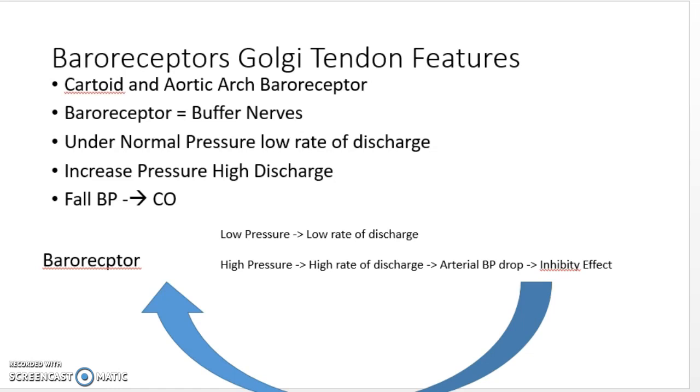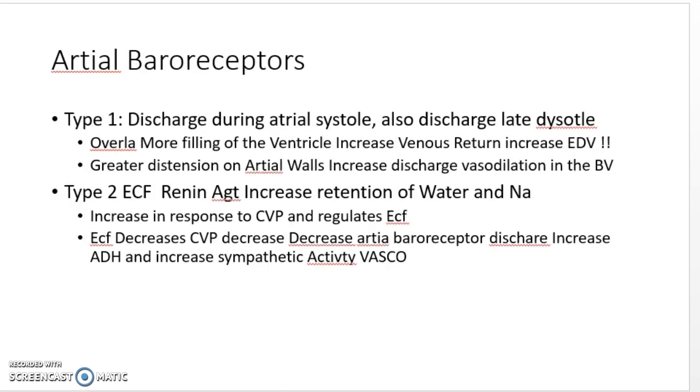Arterial baroreceptors can be divided into two parts. The first one is based upon arterial systole and a greater amount of ventricular diastole, which causes more venous return, and more venous return means more end-systolic volume, which causes more vasodilation in the veins. And in addition to that, there are type 2 baroreceptors.